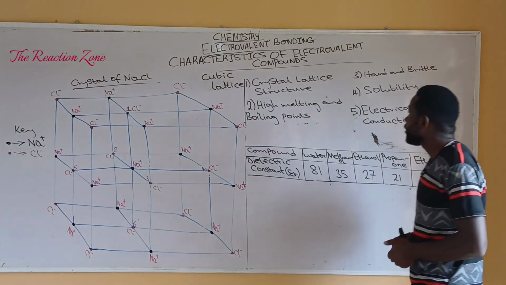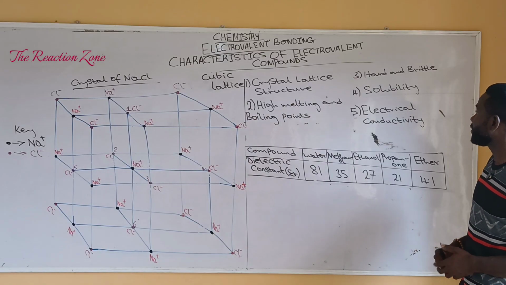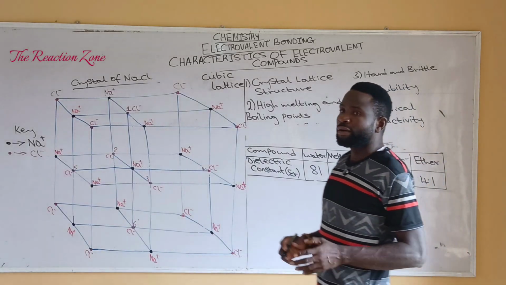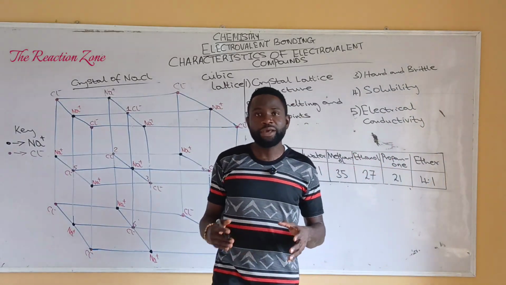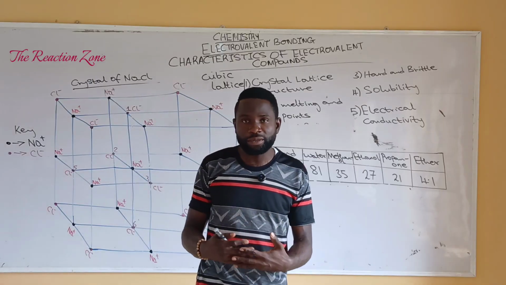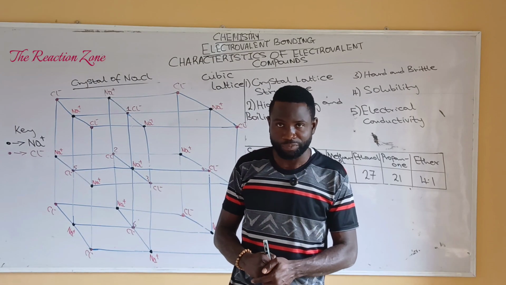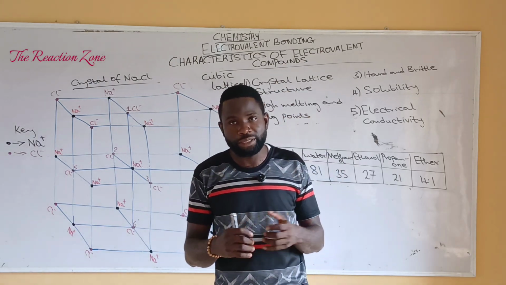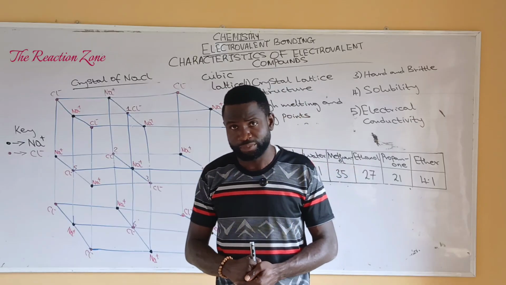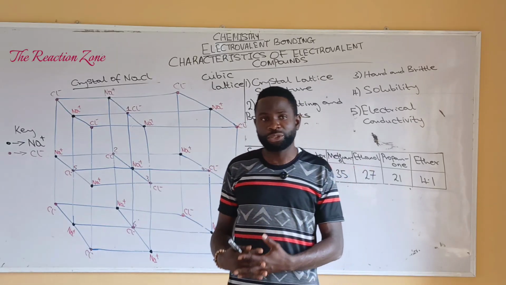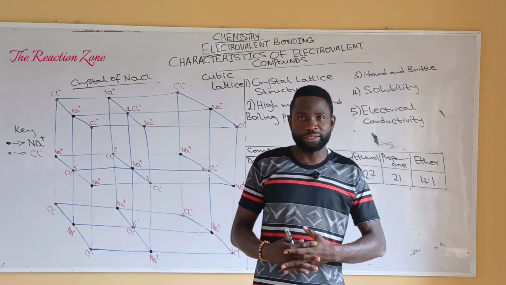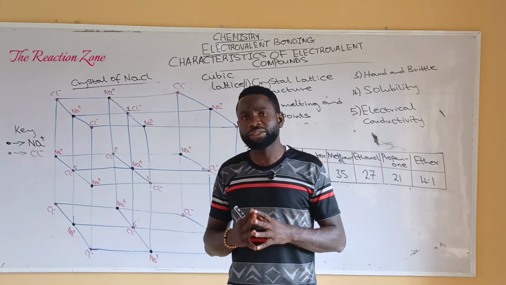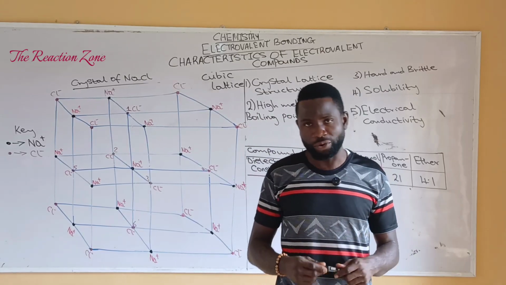The second characteristic of electrovalent compounds is the fact that they have high melting and boiling points. In an electrovalent compound, the ions are held by strong electrostatic forces of attraction. These forces of attraction are not just strong, but they hold the ions in fixed positions. And to break these forces of attraction, a large amount of energy is required. This is the reason why electrovalent compounds have high melting points as well as high boiling points.